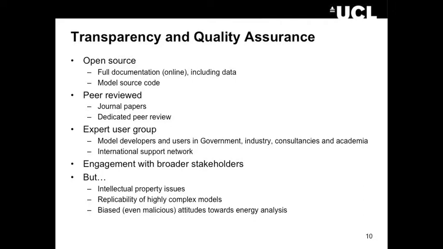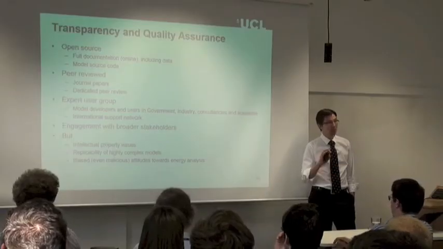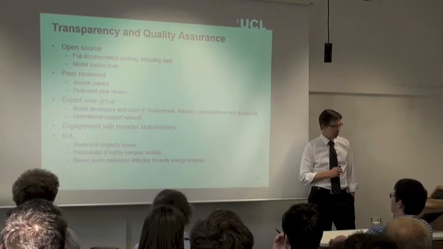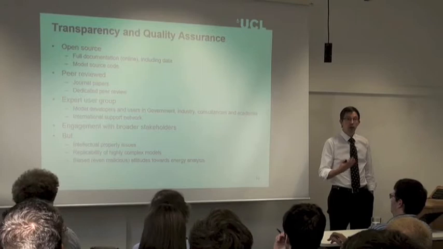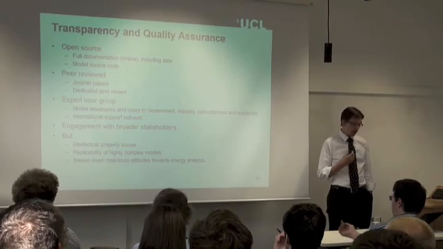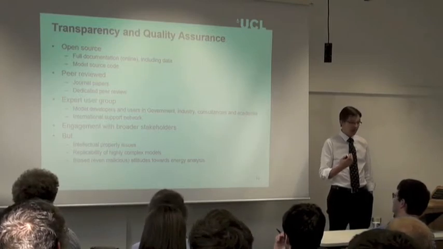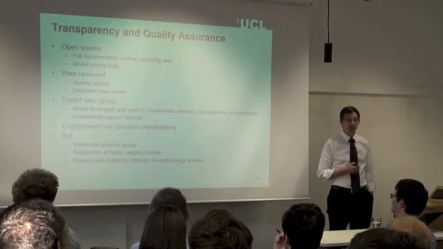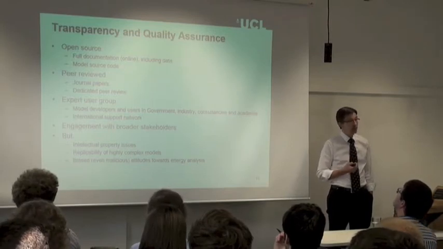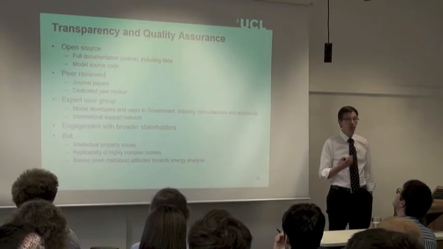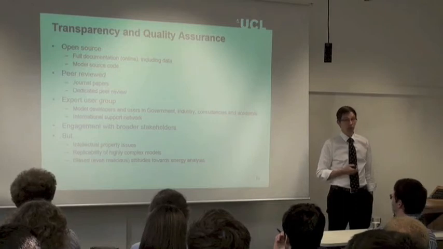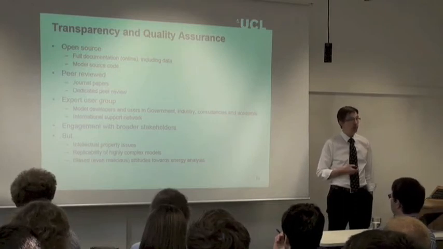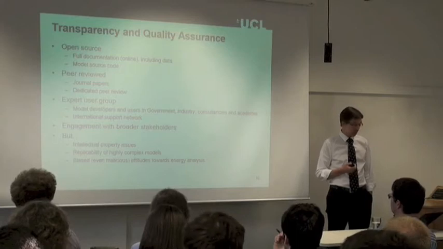That said, here at the UCL Energy Institute, we do something completely different, and we try to make sure that our models are as transparent as we possibly can. We try to communicate that through making them open source. By that I mean their full documentation is available, including all your data and data sources. Your model source code, if you're willing to give that, is available. These models are peer-reviewed, either through the normal academic journal process, or you get a dedicated bunch of peer reviewers to look at your model.